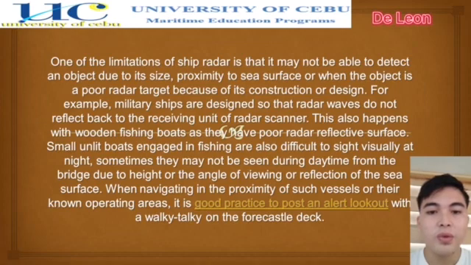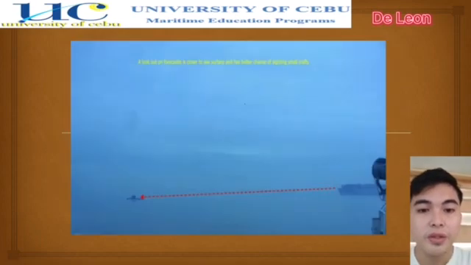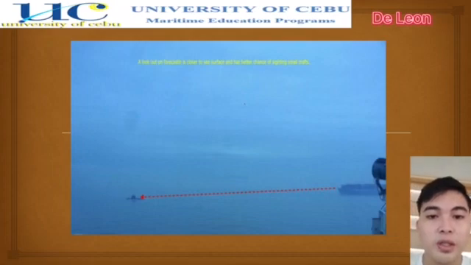So when navigating in the proximity of such vessels or their known operating areas, it is good practice to post an alert lookout with a walkie-talkie on the forecastle deck. As you observe in this illustration, a lookout on the forecastle is closer to the sea surface and has a better chance of sighting small craft.